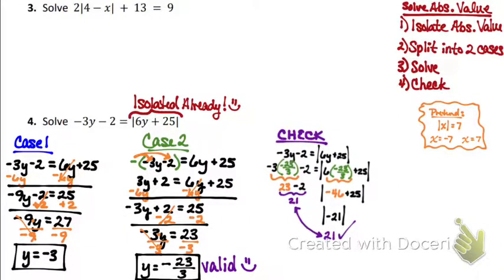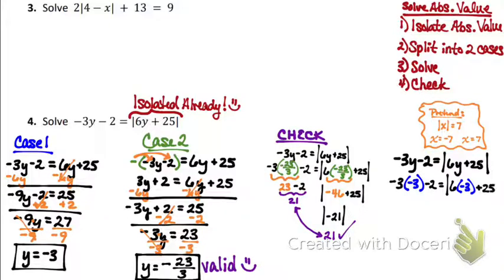So I'm going to go back to my original equation, which means I need to write it down all over again. -3y minus 2 equals the absolute value of 6y plus 25. What are we putting in for y this time? -3. So I have -3 times -3 minus 2. Over here inside the absolute value, I have 6 times negative 3 plus 25.